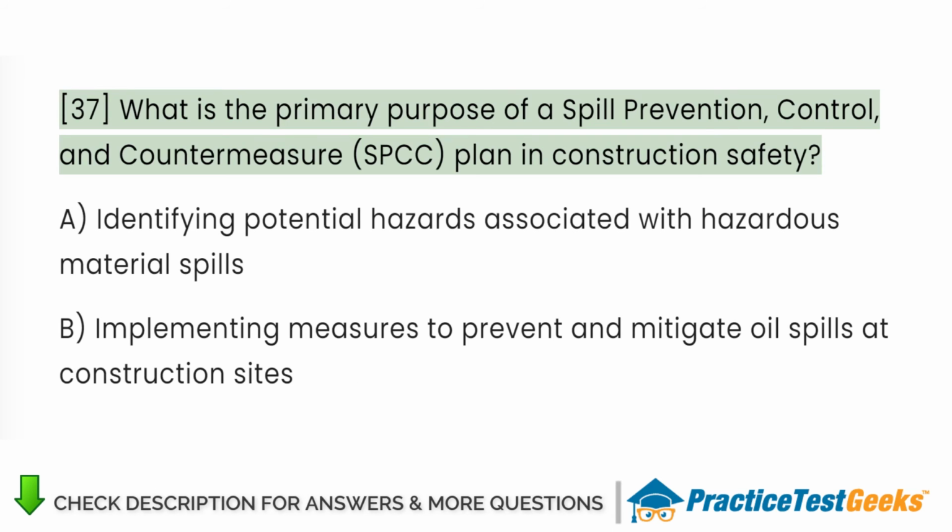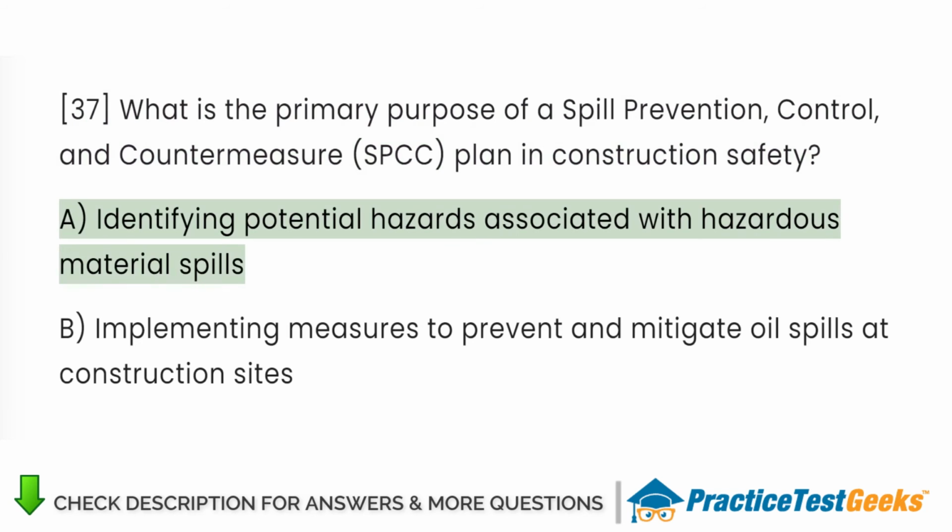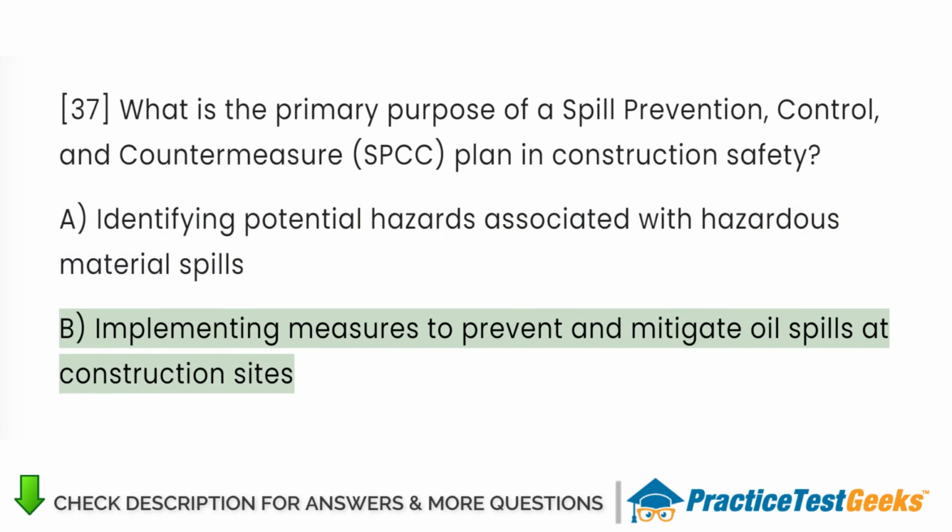What is the primary purpose of a spill prevention, control, and countermeasure (SPCC) plan in construction safety? A. Identifying potential hazards associated with hazardous material spills. B. Implementing measures to prevent and mitigate oil spills at construction sites.